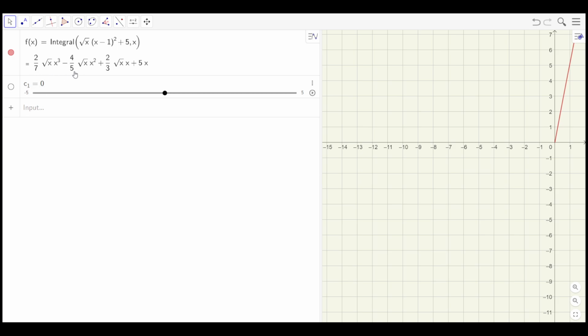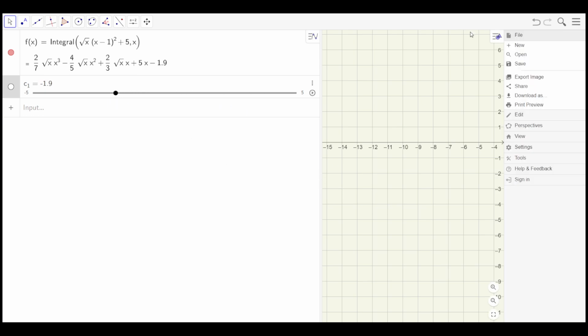Maybe it's a good idea if we go to CAS view and do the same thing. But I hope that you see that the first term that GeoGebra finds is exactly according to my result. It is 2 over 7. But instead of writing x to the power 7 over 2, it has written square root of x times x cubed. But x cubed times square root of x is exactly x to the power of 7 over 2. That's correct. And then minus 4 over 5 square root of x to the fifth, and 2/3 square root of x cubed, and then 5x. And then GeoGebra has chosen C1 to be the constant 0 here. Of course, you can play around with that constant. And that's a good thing.